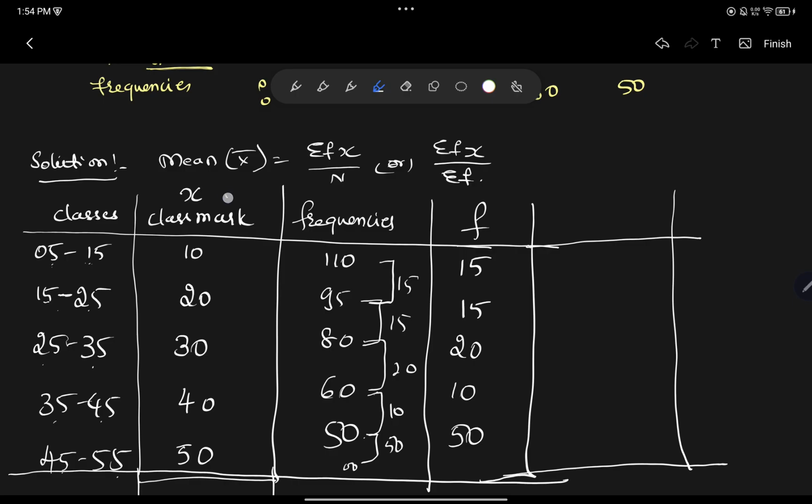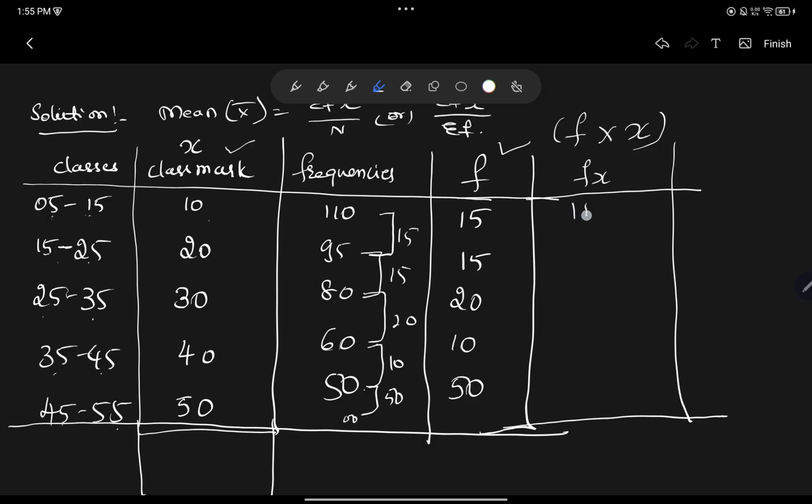We have got now x column and also we have got f column. Now we need to multiply these two. Fx, we need to multiply f column with x column. So now 15 into 10, 150. 15 into 20, 300. 20 into 30, 600. 10 into 40, 400. 50 into 50 is 2500.